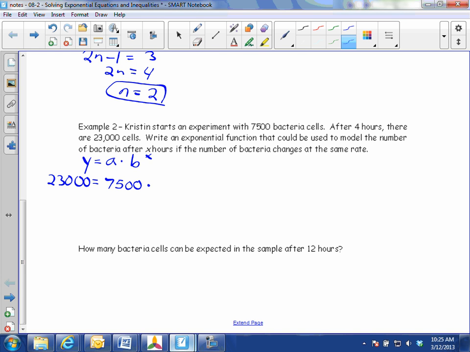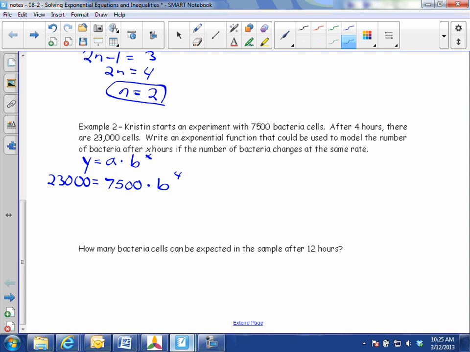All right. B is how much it's changing. We don't know how much it's changing. But like yesterday, it was an exponent of the t. X is still going to be our time. So what's our time? 4. So after 4 hours, if it changes by b amount, we're going to end up with 23,000. So now we have to solve for b.